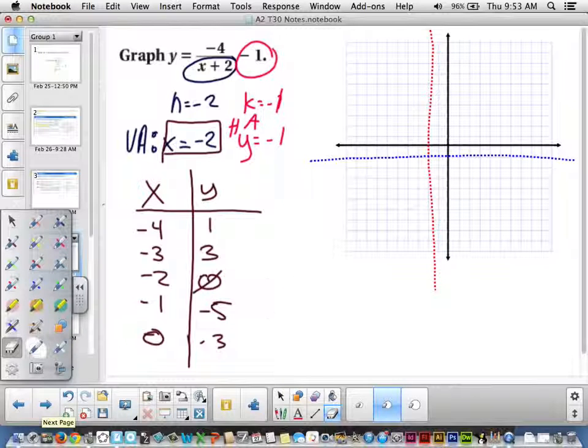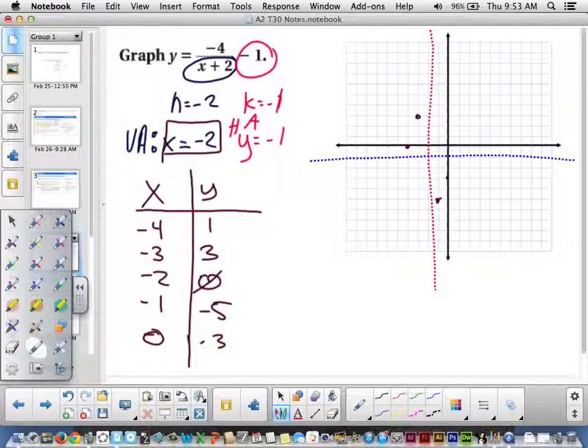So let's plot those points and see how they compare to our asymptotes. Okay, so -4, 1; -3, 3; -1, -5; and 0, -3. And we can see we kind of hug through this region of the graph there.